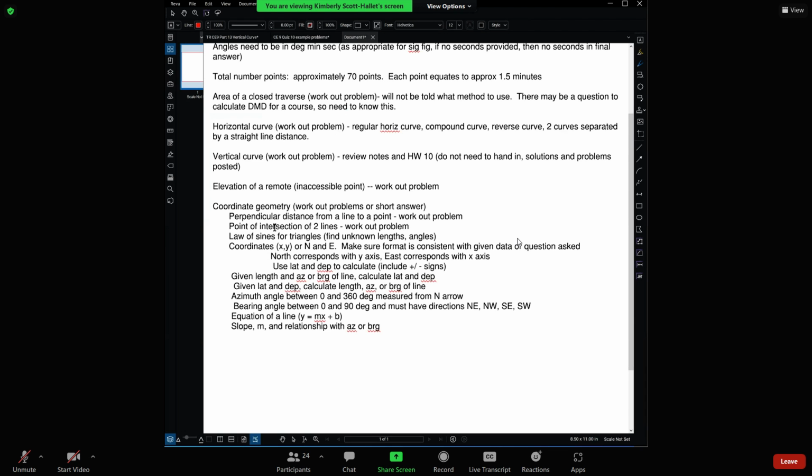I have the azimuth and bearing up here, so I'm not going to repeat that. But again, you should know the difference between true and magnetic north. So if I give you true north, calculate magnetic and vice versa. I need to give you a declination in order to do that.